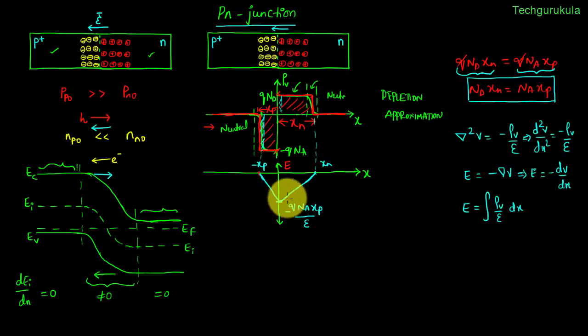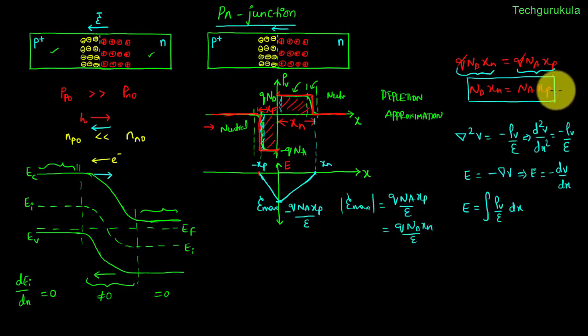So the maximum electric field that we have, in magnitude, is this value, where E max can be computed as Q Na xp over epsilon, and it is also equal to Q Nd xn over epsilon, as we have seen from that relationship. The maximum electric field in a PN junction would be right at the metallurgical junction, which is this point where x is 0.